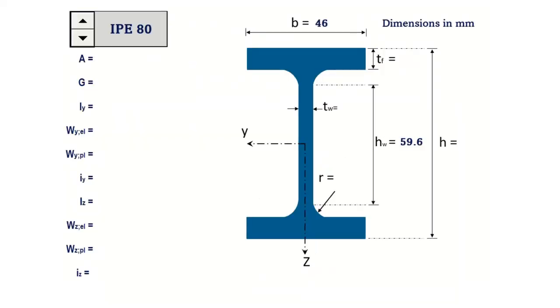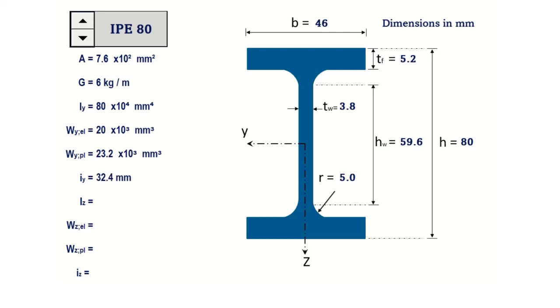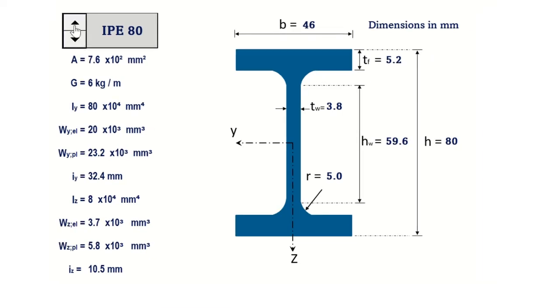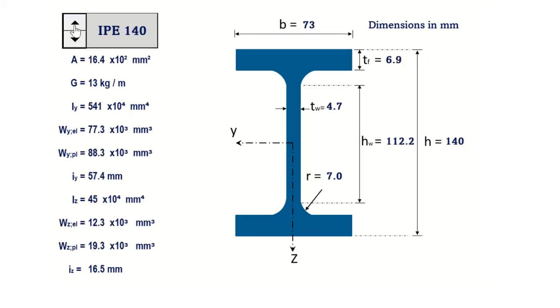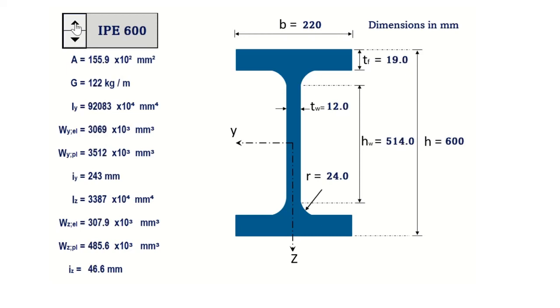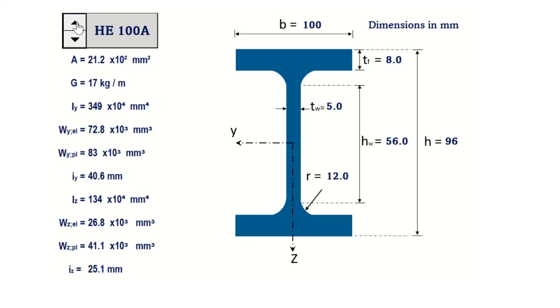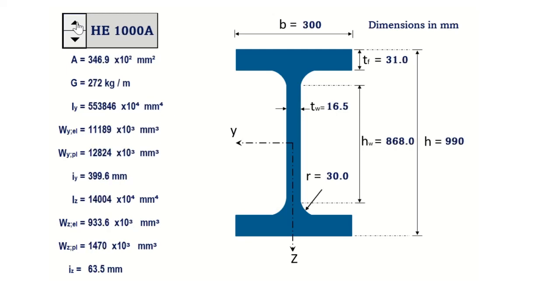This flange beams calculator serves as an aid for buckling calculations. We use this calculator to avoid unnecessary, routine, and time-wasting calculation procedures. By clicking on the up and down buttons of this calculator, we can easily obtain the design properties of rolled flange beams, starting from IPE80 as the smallest to HE1000M as the highest and heaviest profile.